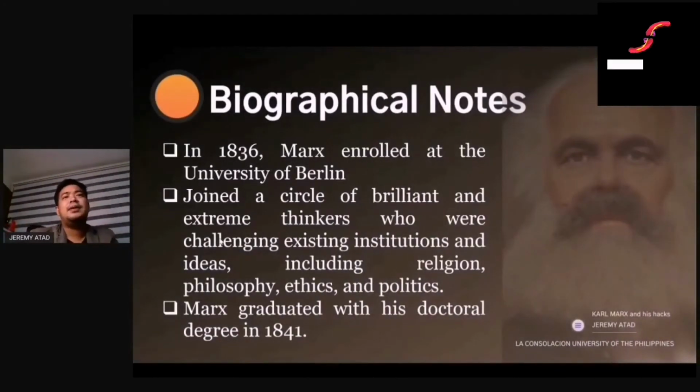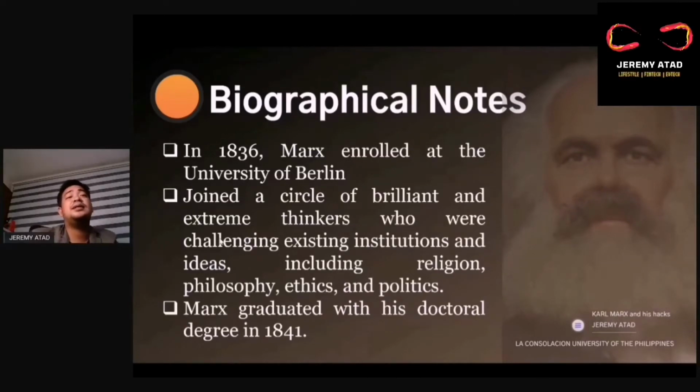In 1836, Marx enrolled at the University of Berlin, and there he joined a circle of brilliant and extreme thinkers who were challenging existing institutions and ideas, including religion, philosophy, ethics, and politics. Marx graduated with his doctoral degree in 1841.